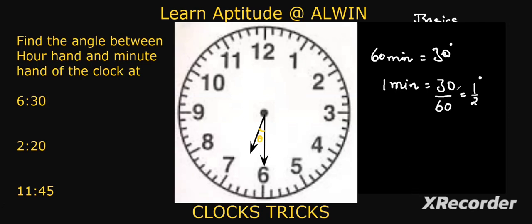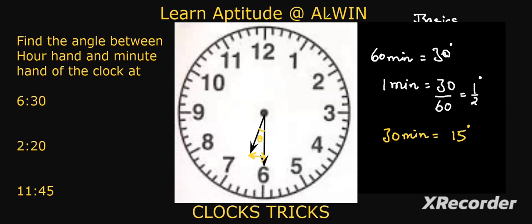Now I know in 1 minute, the hour hand is moving half a degree. That means when my hour hand has come from its position earlier at 6 o'clock exactly, my hour hand was at 6. Now in 30 minutes, it has traveled this distance. So how much has it traveled? In 1 minute, it travels half a degree only, that means in 30 minutes, it will cover half of 30, that is 15 degrees. So in 30 minutes, the hour hand has traveled 15 degrees.